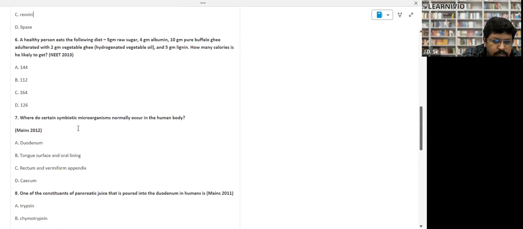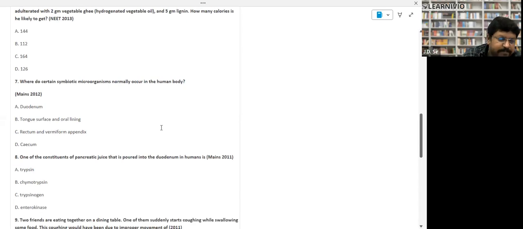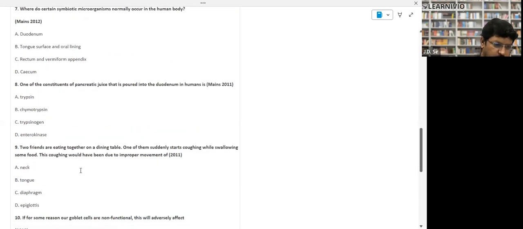Where do certain symbiotic microorganisms normally occur in the human body? Where are symbiotic bacteria found which synthesize vitamins? I have dictated this point as well in the last class. They synthesize vitamin K and vitamin D. Tell me, what should that be? Option D. Very good, excellent. Option D, cecum, Escherichia coli bacteria.